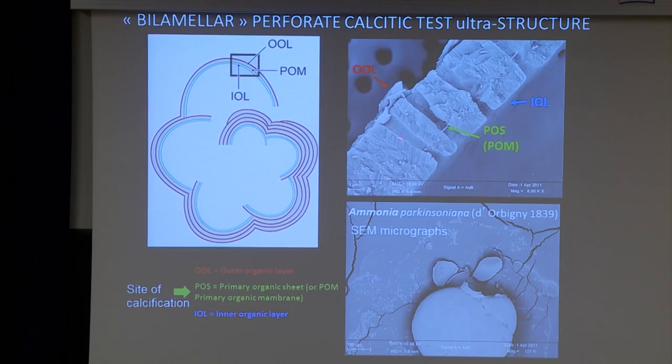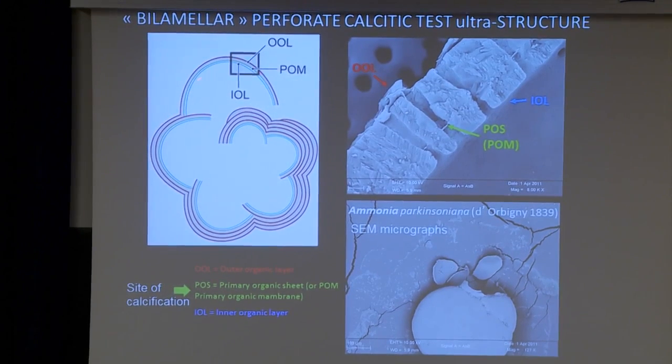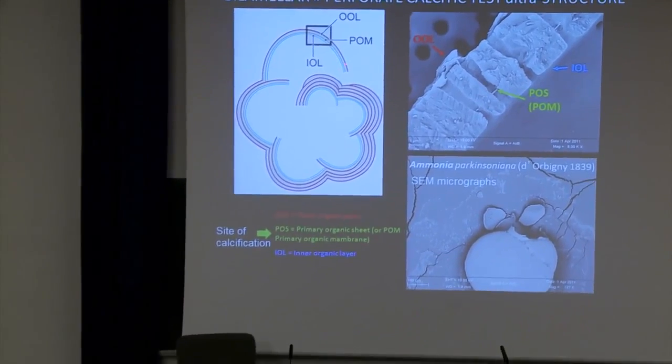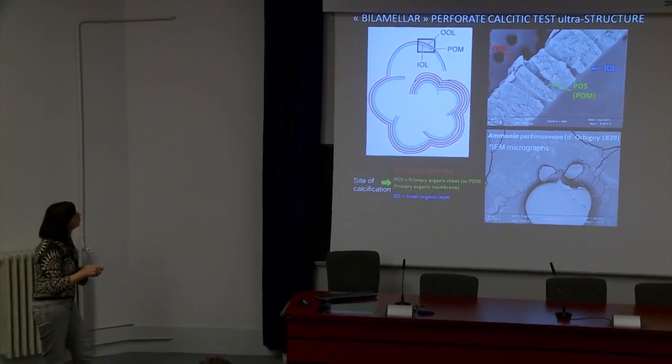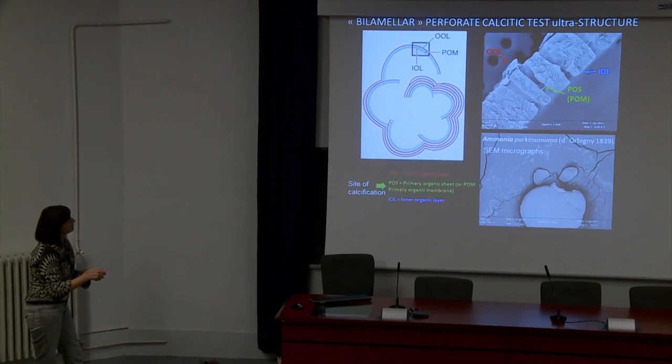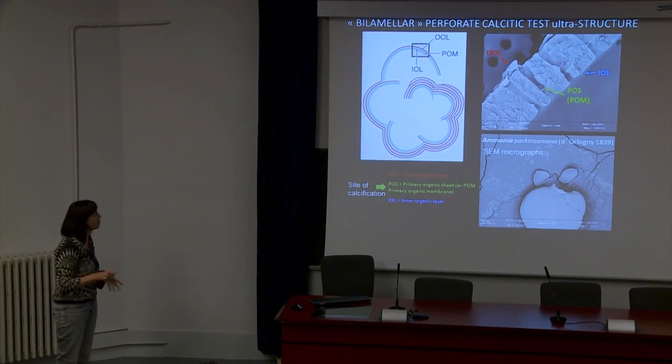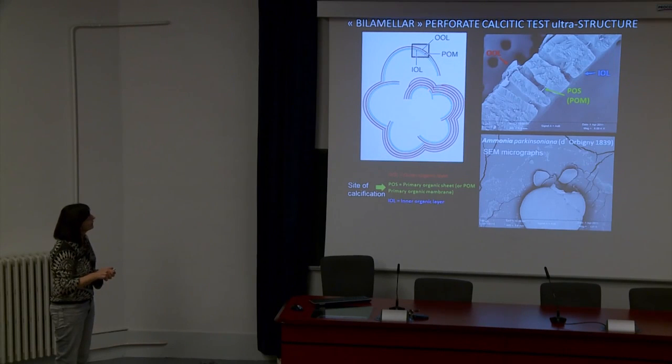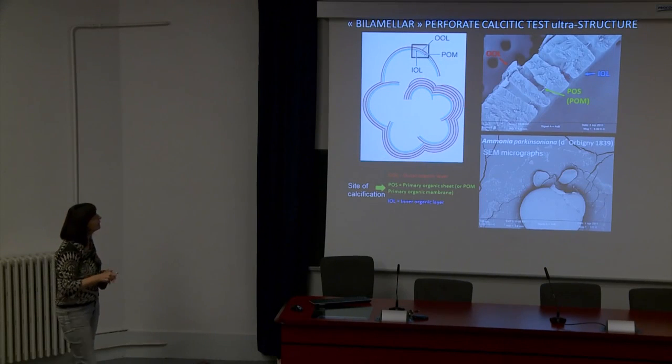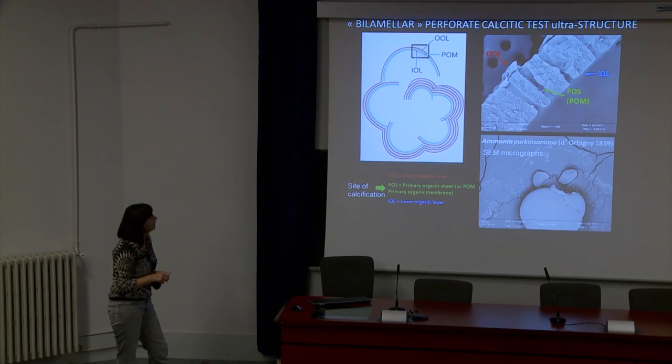outer calcitic layer. This is a sort of simplified picture to show that when a chamber is forming, the outer calcitic layer goes to cover all the previous chambers. So the old chambers are thicker, how you say, with respect to the last chamber, and this shell in total is a multi-layer shell with a calcitic layer alternating with the organic layer.